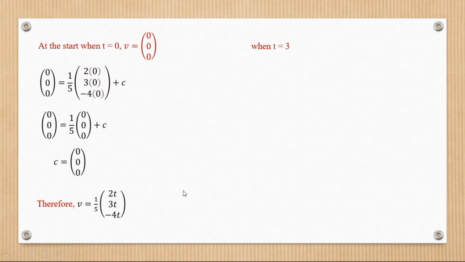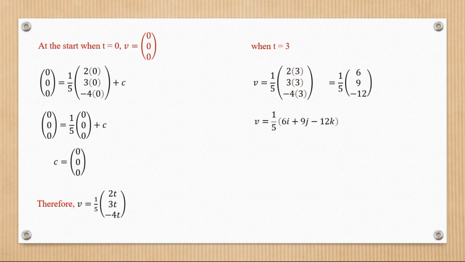So now, we're going to look at the point where time is 3 seconds. So we're going to plug that in where there is a t. Then, this is what we have. We have 1 over 5 times 6, 9, negative 12, of which I'll have it as 1 over 5 into 6i plus 9j minus 12k. Now basically I can pull out a 3 from the inside because that's what they have in common. So therefore my velocity shall be 3 over 5 times 2i plus 3j minus 4k meters per second.